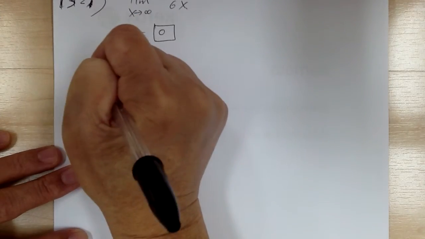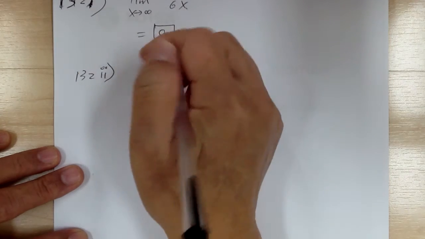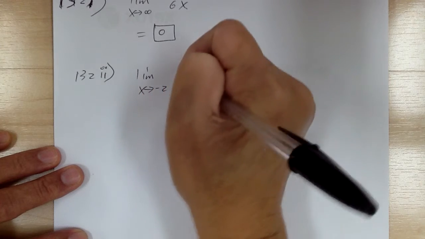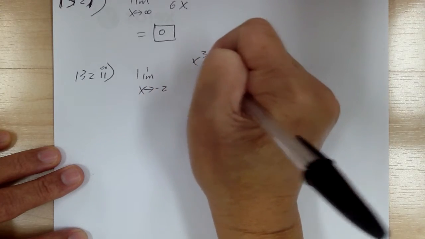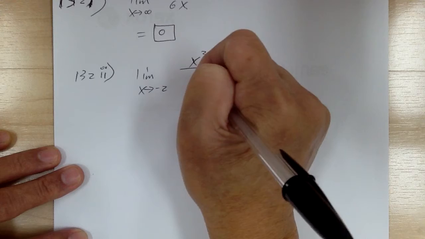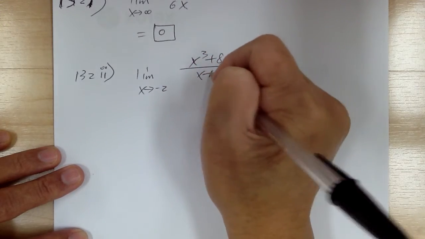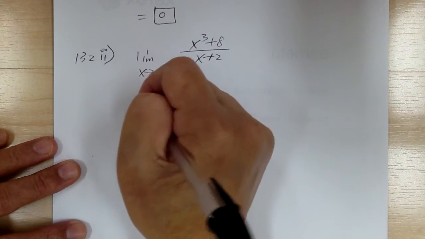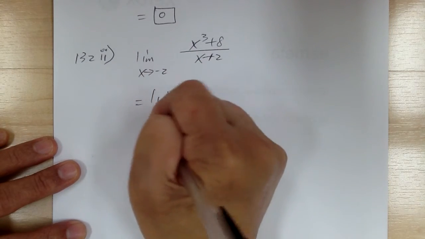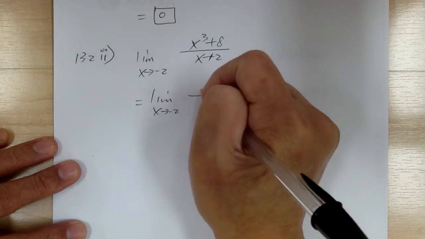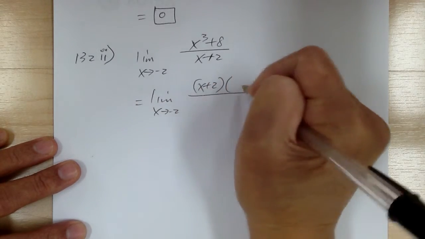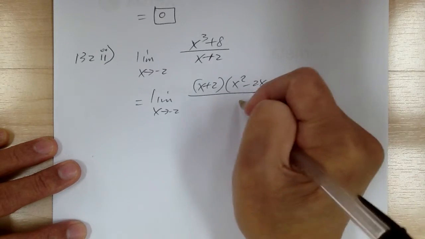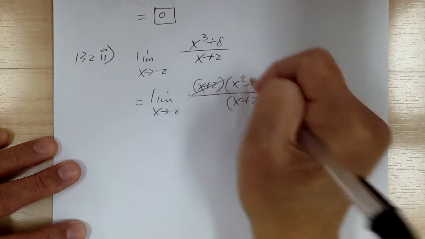So 132ii, looking for the limit as x approaches -2 of x to the 3 plus 8 over x plus 2. So you can first check if you can substitute directly. In this case, you cannot. So let's do the factoring to cancel. So this is going to be x plus 2 times x squared minus 2x plus 4 over x plus 2, and this will cancel out.